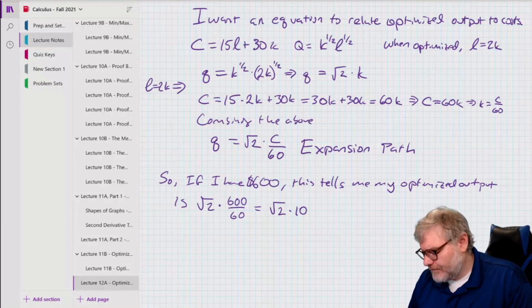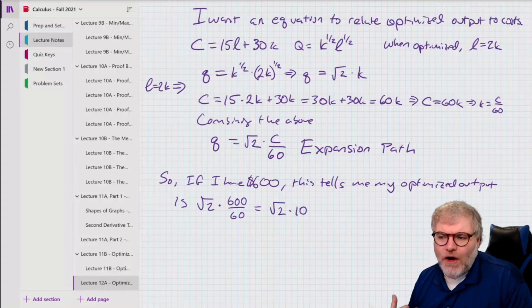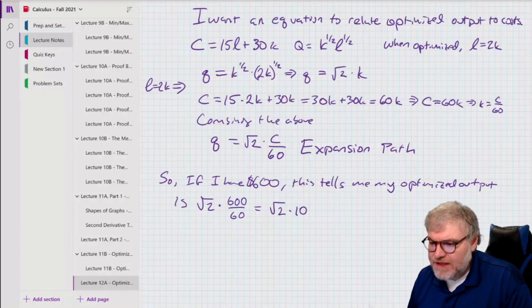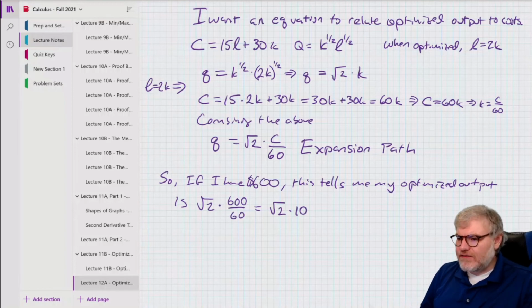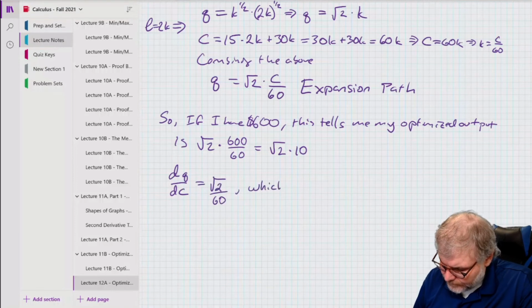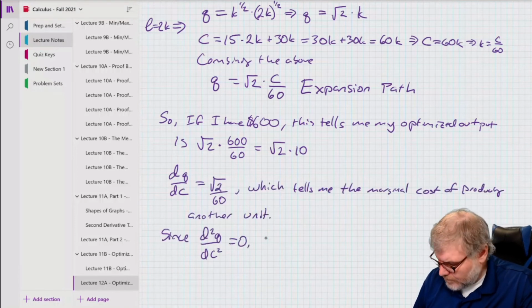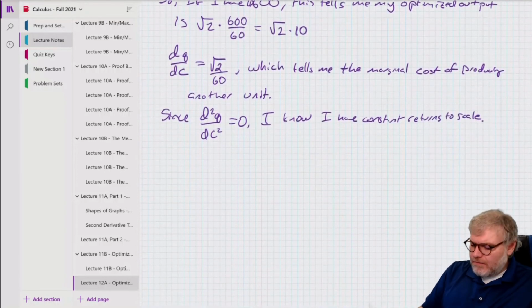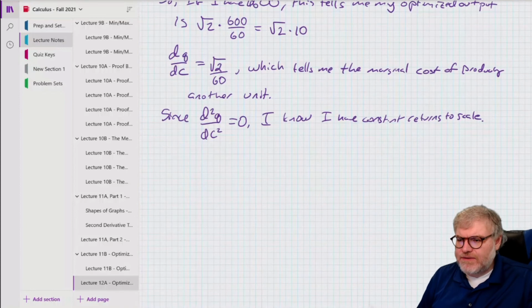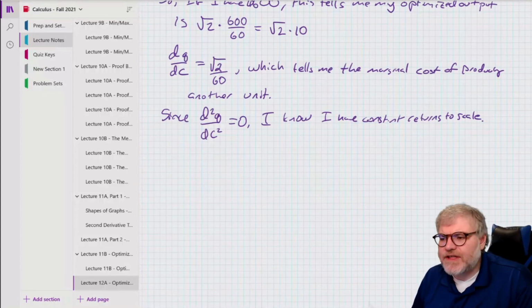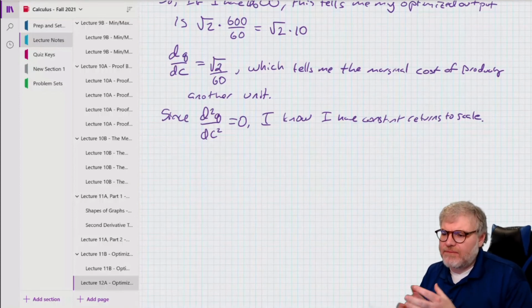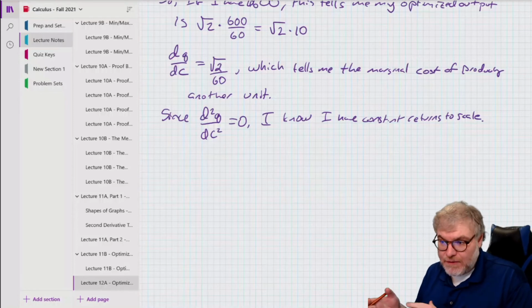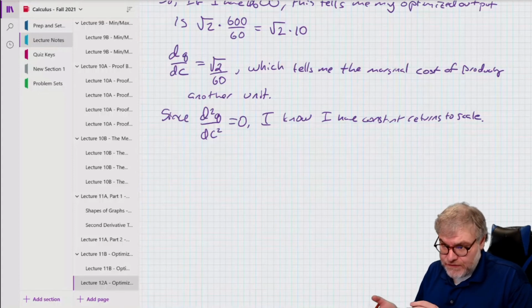Okay. It also tells me about what goes on with this thing, because I know that the derivative of the expansion path is interesting. And then I know that I have constant returns to scale because the second derivative of this equals 0. And that's rather interesting. Okay, so now I'm able to solve for the expansion path, which will give me an equation that will tell me when optimized, how much output I produce for a certain amount of money.